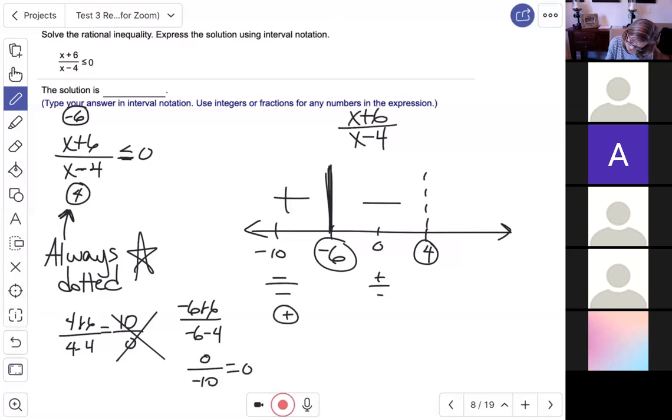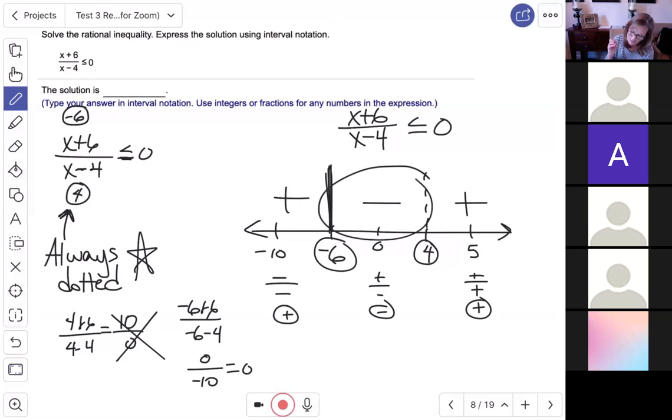And then this one should alternate once again because both of them are to the first degree. If I picked 5, I'd get plus and plus. Positive, negative, positive. So my answer, because what am I looking for? Where is it less than or equal to 0, which is a negative number? Right there. So this is my interval. So my final answer, I go from -6 to 4. Straight line means bracket. Dotted line means parenthesis.